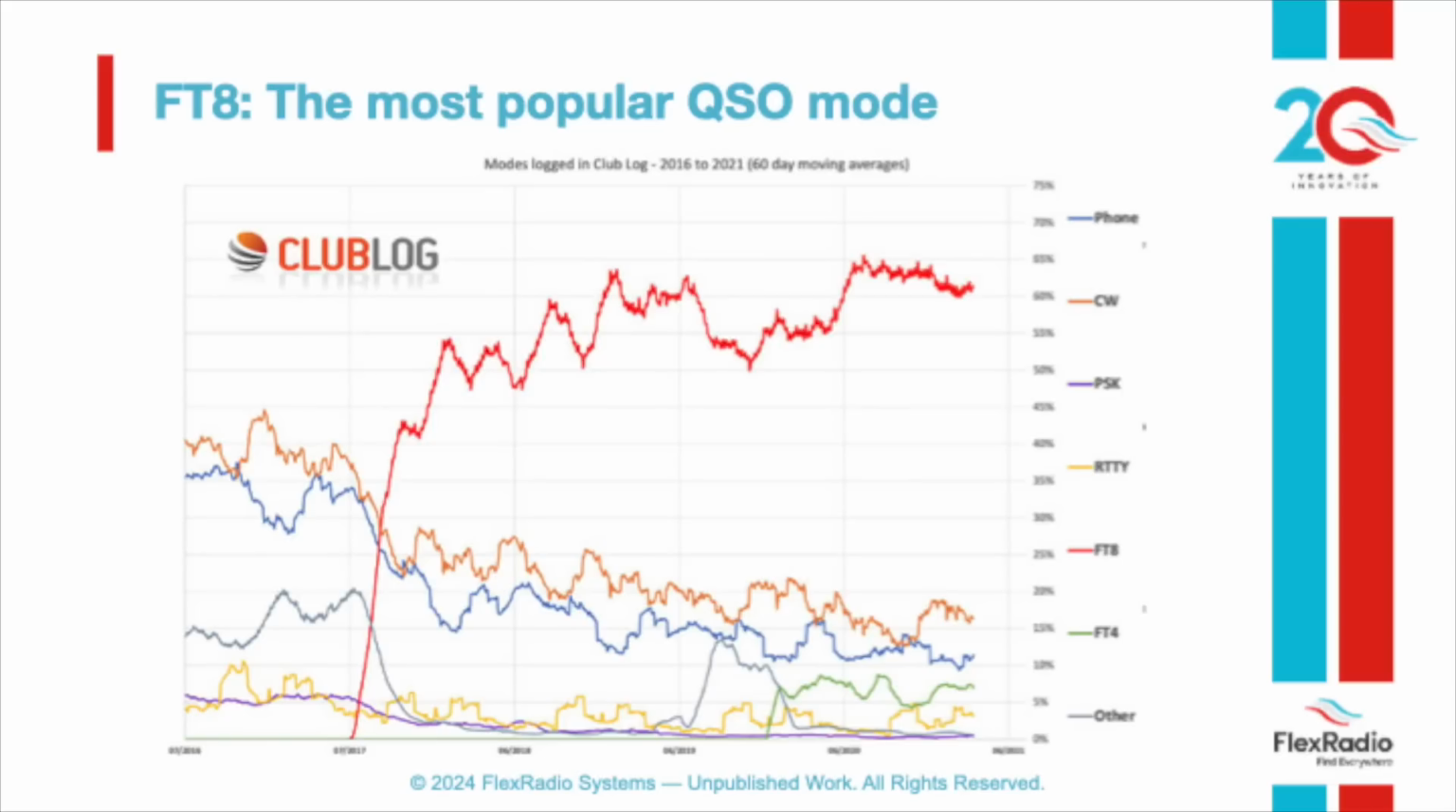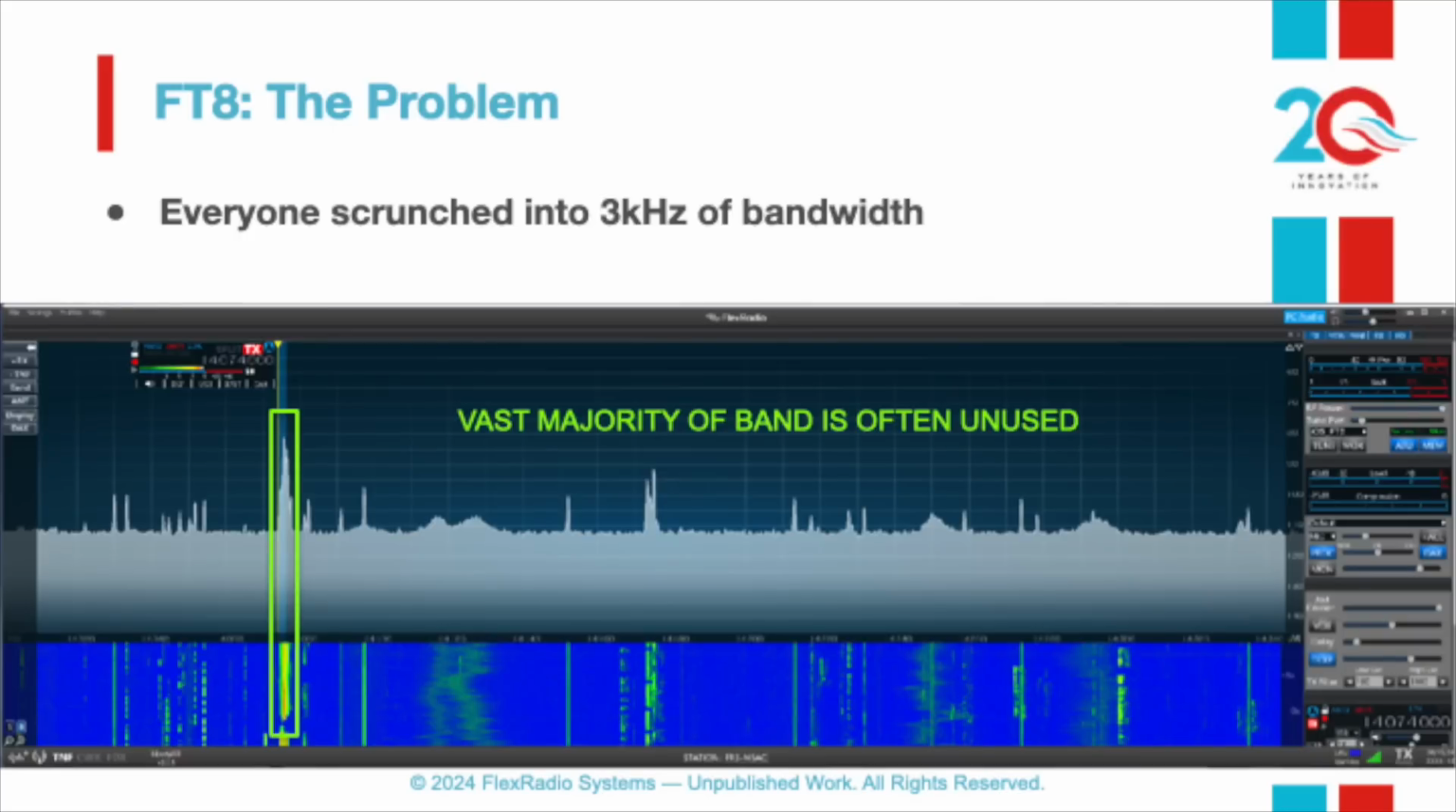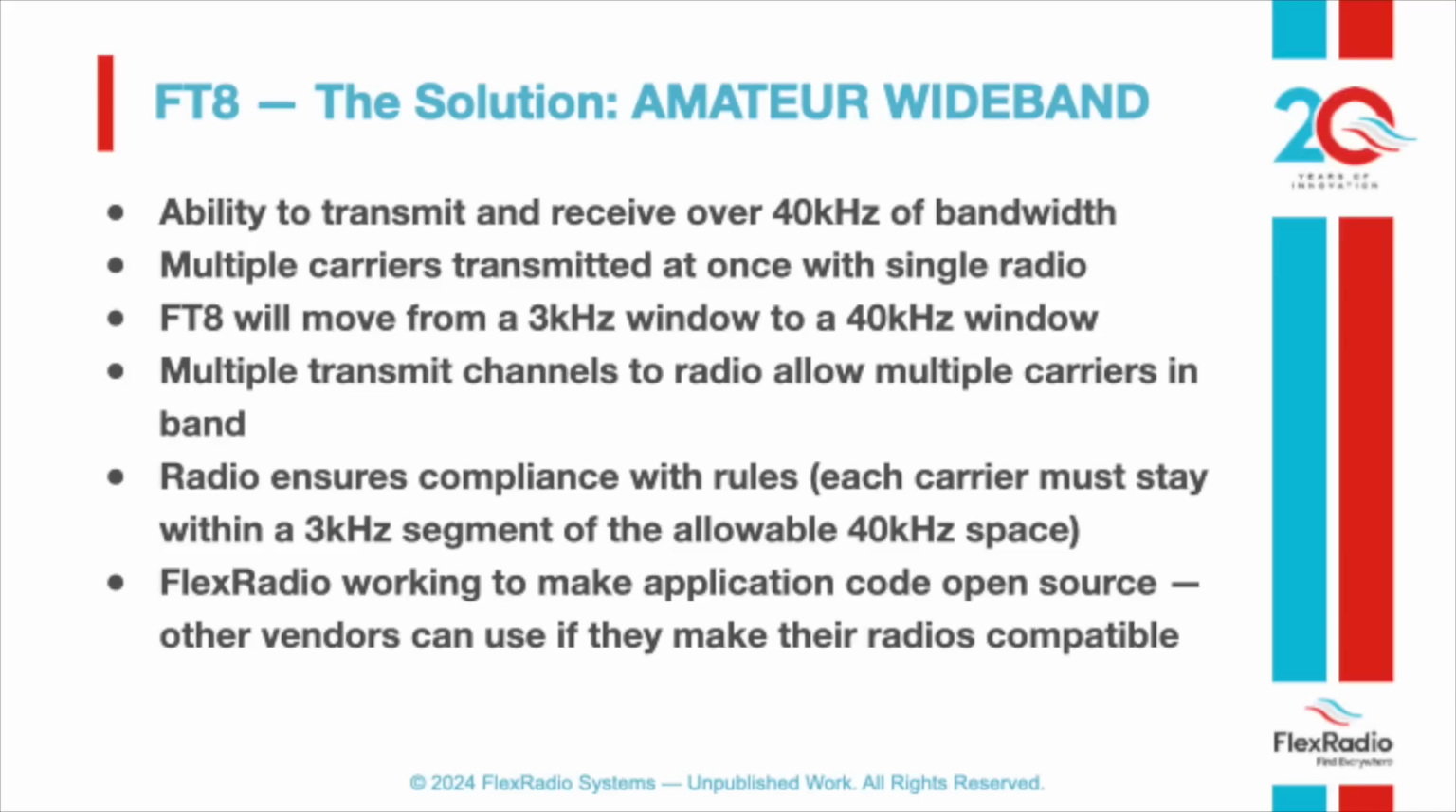Okay, all right. So one of the problems with FT8, and you guys that hate FT8 are not going to like this part of the talk, I'm real sorry for that, is that everyone is scrunched into 3 kilohertz of bandwidth. This is what the bands look like when they're not open. But you see all these guys on FT8 confined to this 3 kilohertz. So one of the things we're going to do in this radio is enable amateur wideband.